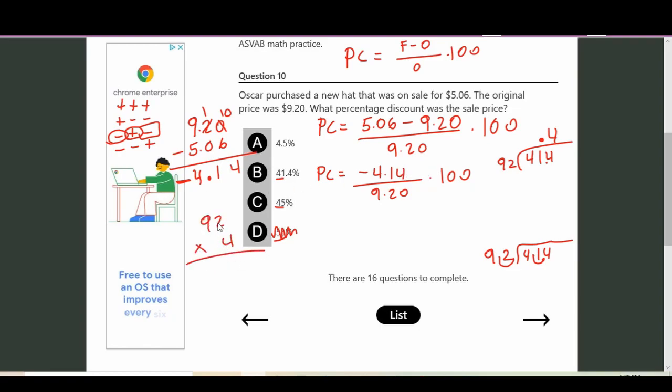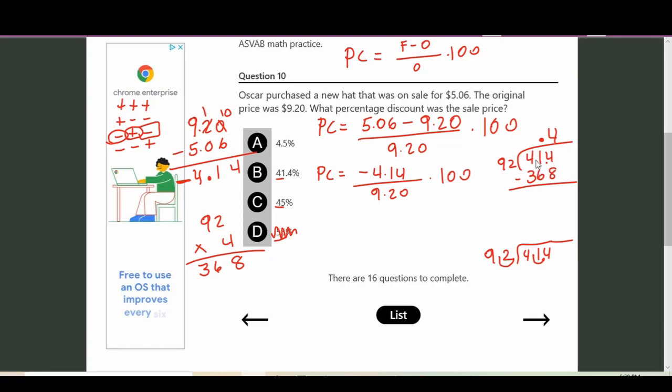See what that gives me. 4 times 2 is 8. 9 times 4, as I just mentioned, is 36. So 92 times 4 would give you 368. Subtract. 4 minus 8 I can't do.